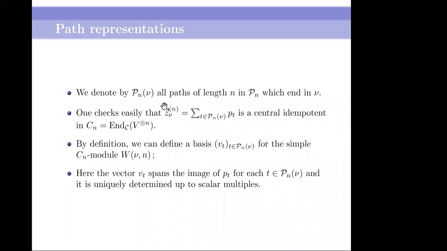And we will denote by P and mu all the paths of length n which end in mu. And we can check that the sum of those paths is a central idempotent in the centralizer algebra. And we can define a basis for the simple modules labeled by all the paths that end in mu. And here we can let Vt be the image of Pt for any path that ends in mu. And this is uniquely determined up to scalar multiples.